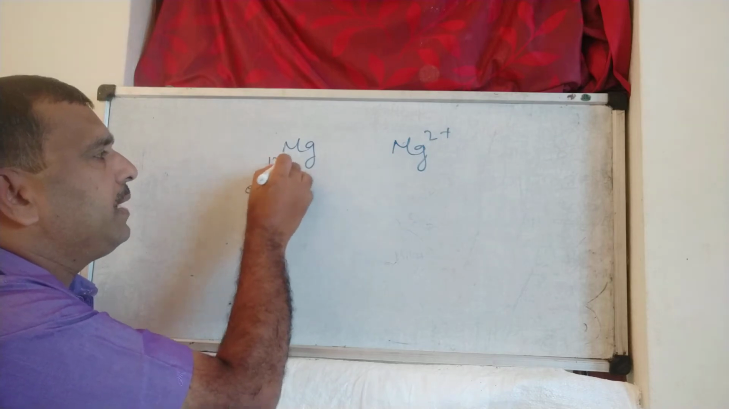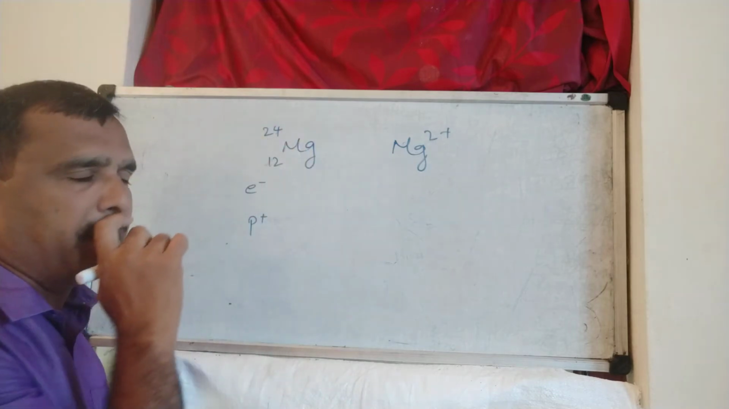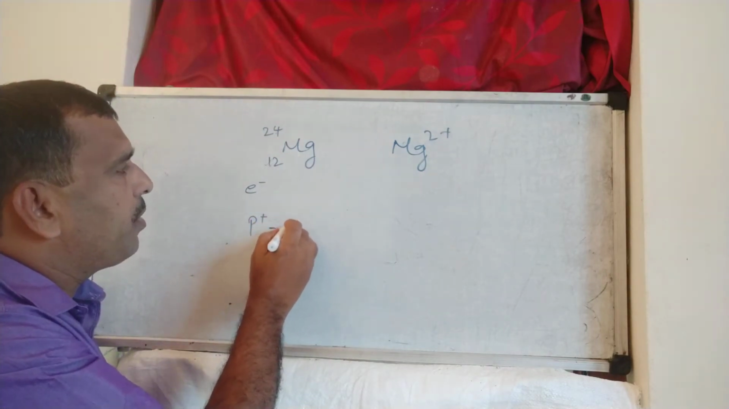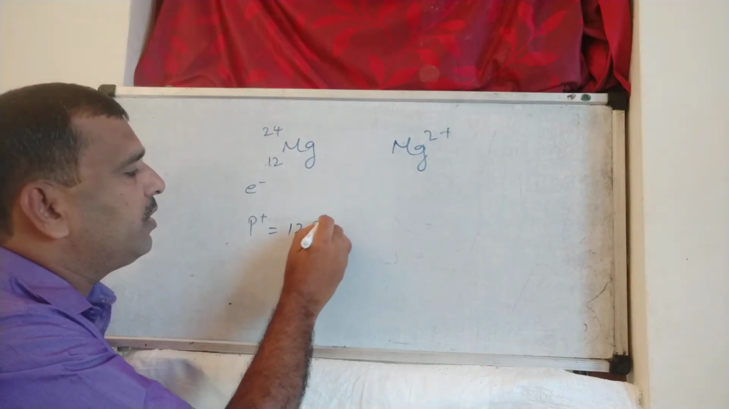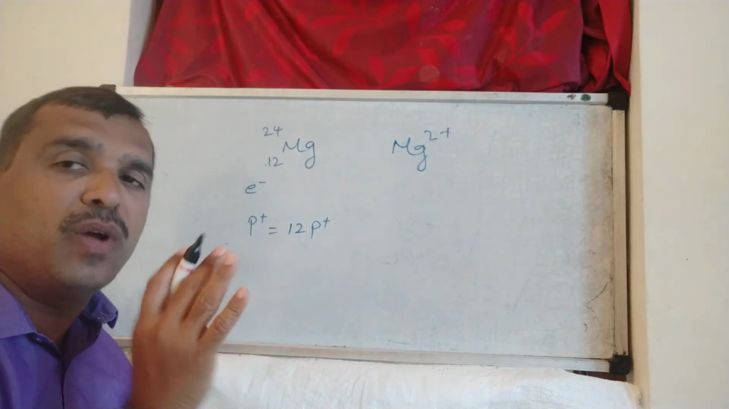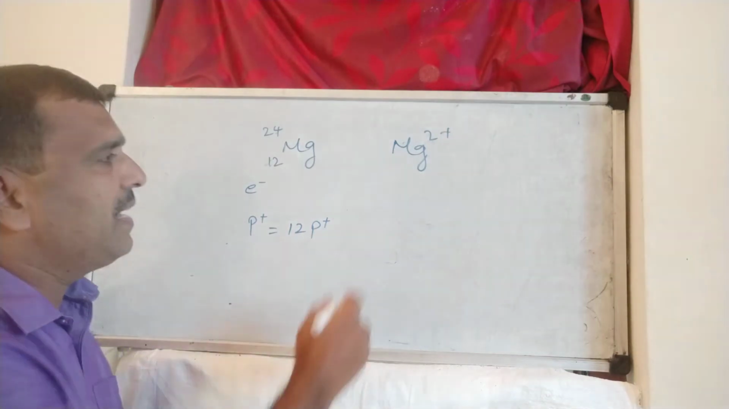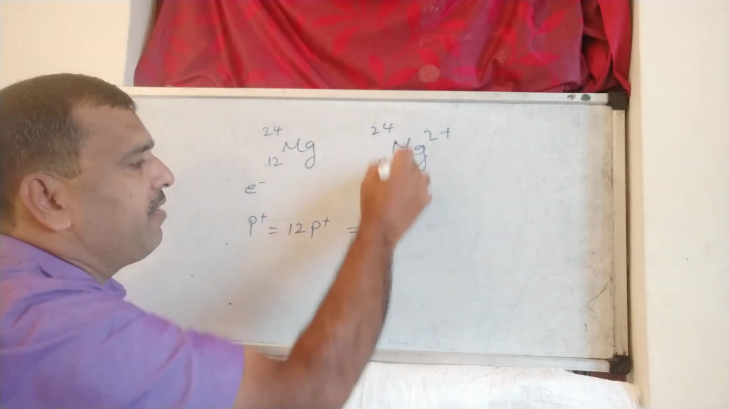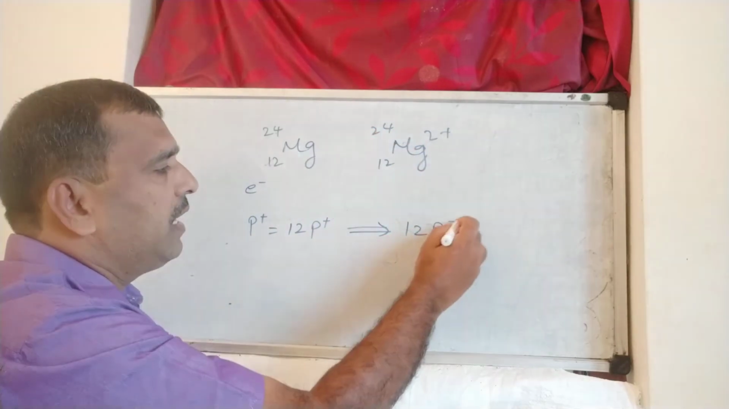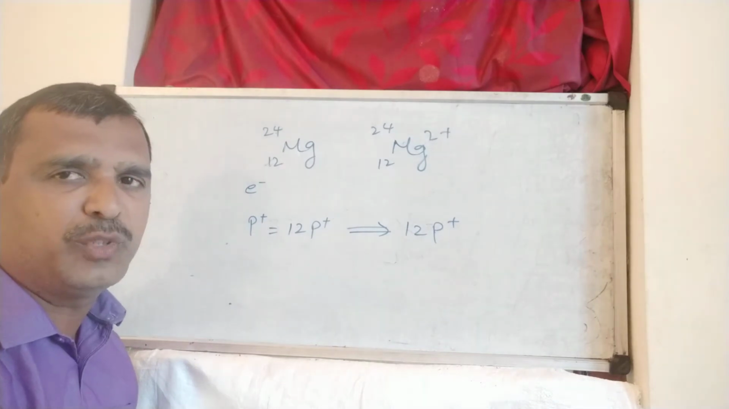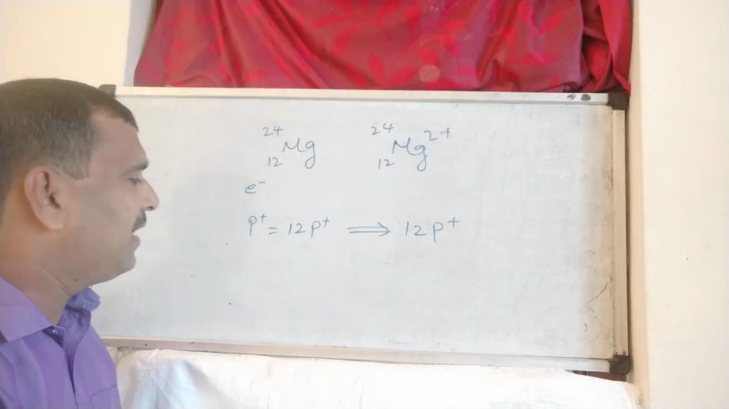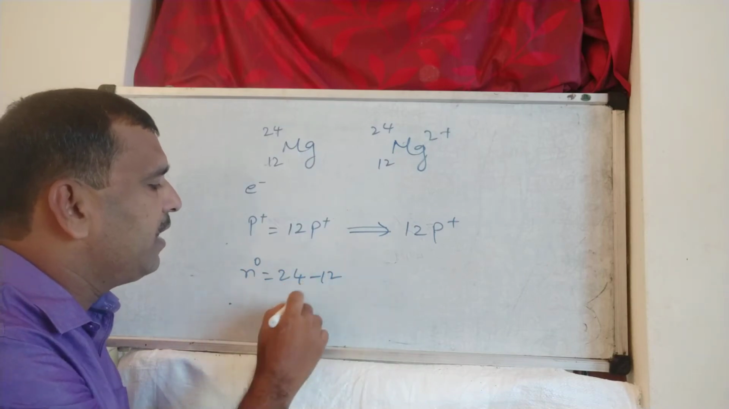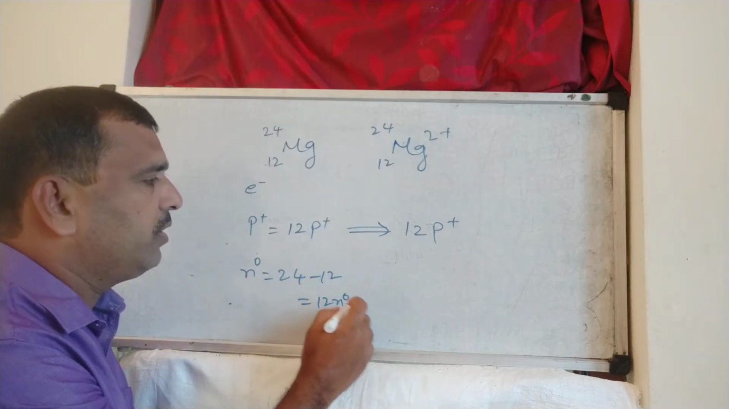Here the atomic number is 12, and the mass is 24. So the number of protons equals 12, because it equals the atomic number. Whether it is the ion or atom, 12 protons is constant. Then what about the number of neutrons? That is 24 minus 12, you will get 12 neutrons.